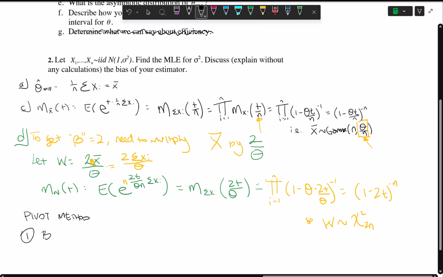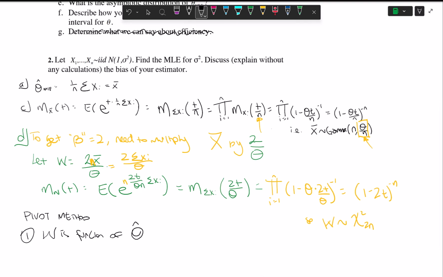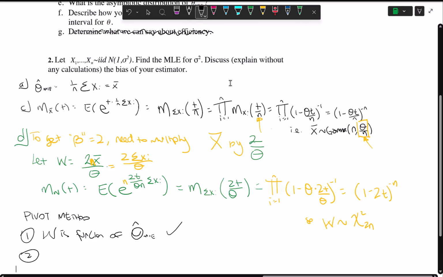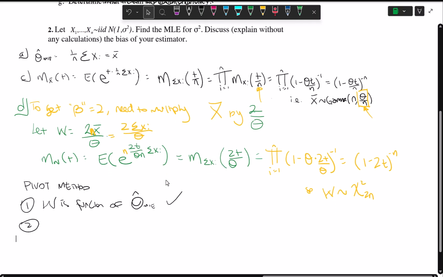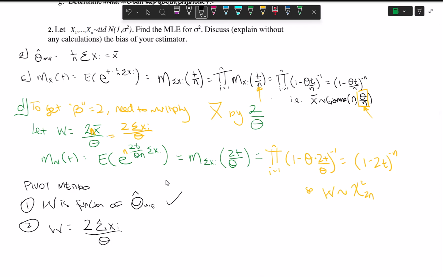So let me be more specific and say W is a function of theta hat MLE. Check. Number 2, our expression is a pivot. How do I know it's a pivot? It's a pivot because it has a chi-squared distribution, and chi-squared has no thetas in it. And also it's a pivot because it's a function of theta.